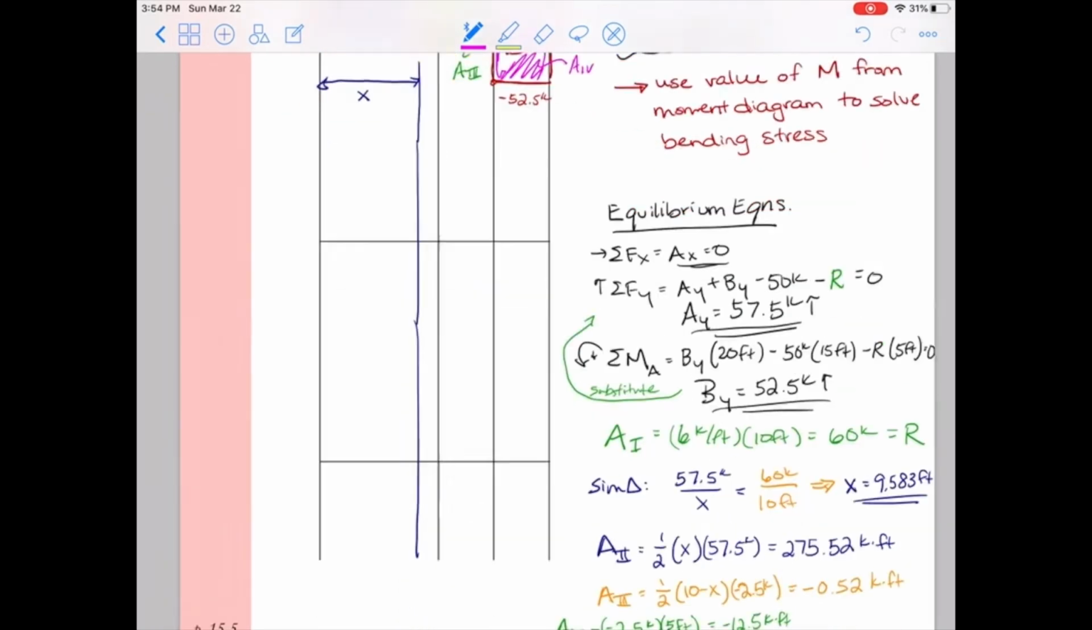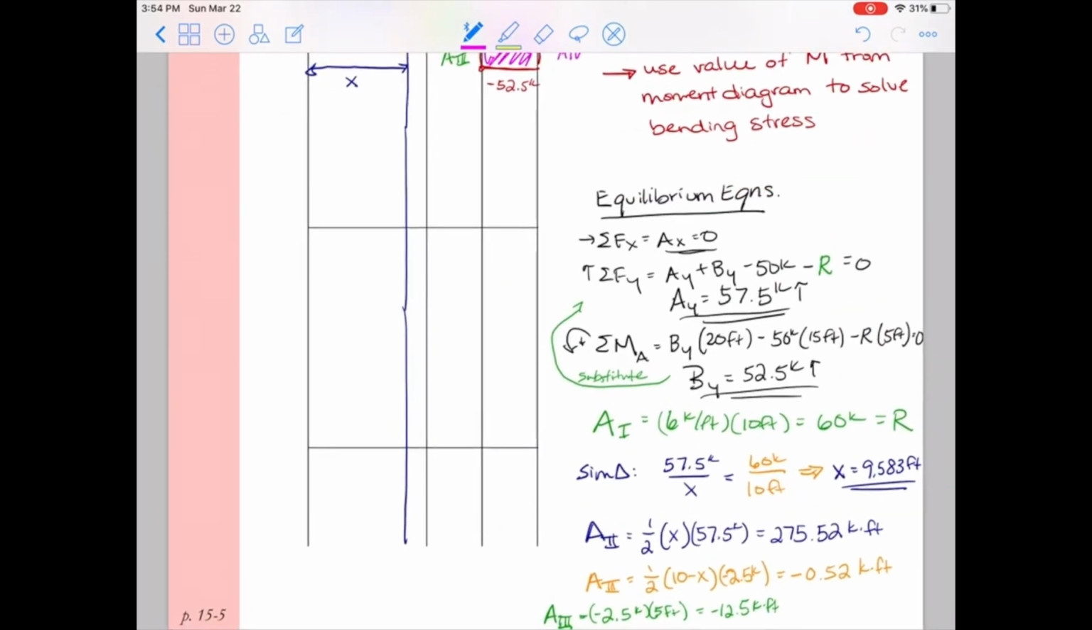That's going to be what I now have as A4. Sorry, I have two A3s there, folks. A4 is going to be negative 52.5 kips times the distance, 5 feet, for a total of negative 262.5 kip feet.